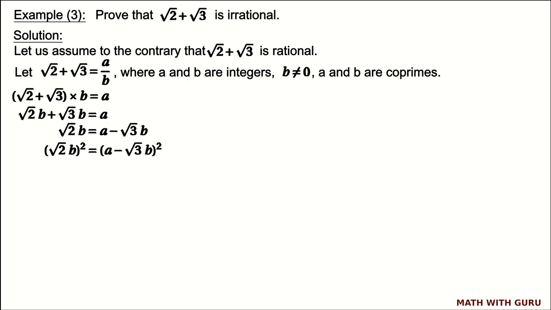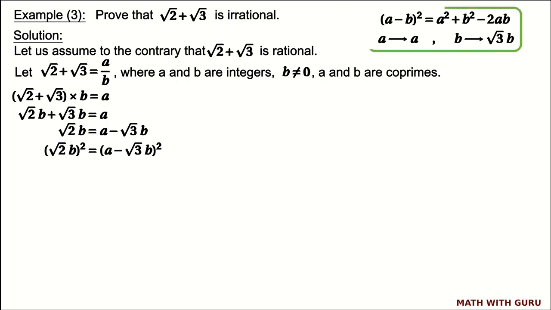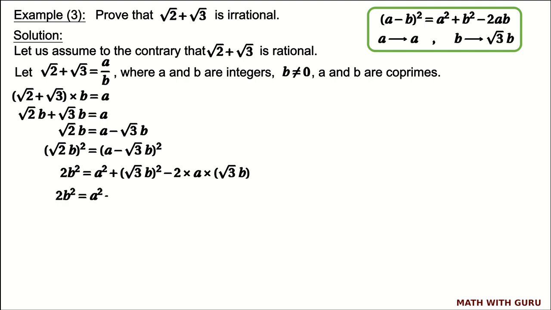The expression on the right hand side can be expanded using this identity. A minus b whole squared equals a squared plus b squared minus 2ab. Here, in place of a, we have a. In place of b, we have root 3b. Therefore, a squared plus root 3b whole squared minus 2 into a into root 3b. Simplifying this further, 2b squared equals a squared plus 3b squared minus 2ab into root 3.